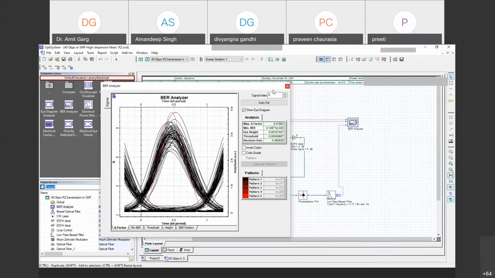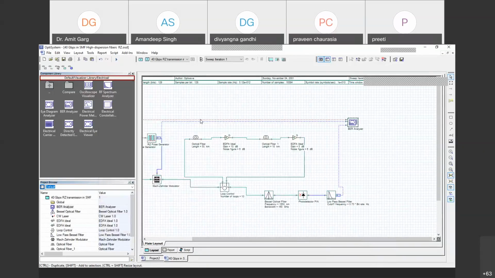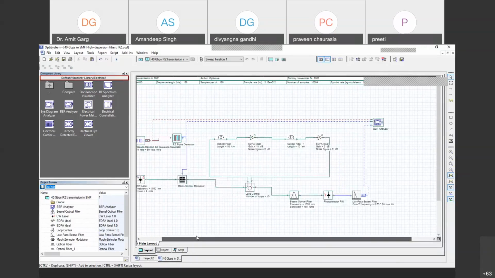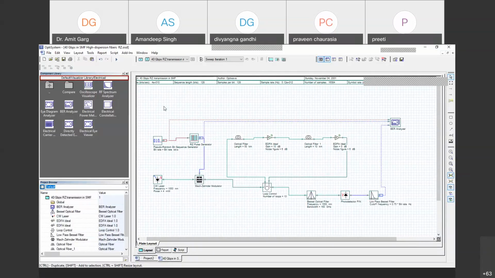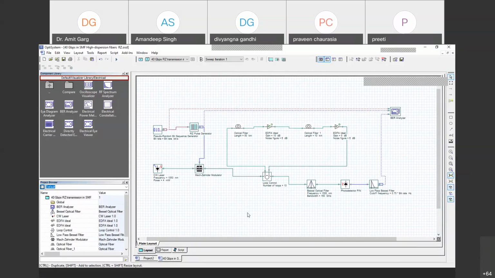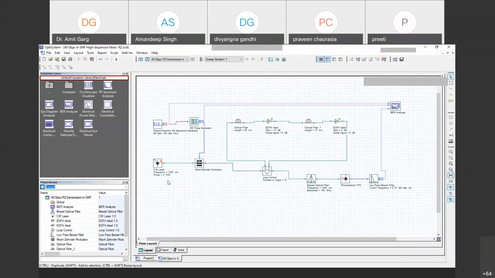So basically our main motive here is to see how we can conclude the results with RZ for 40 Gbps transmission, and afterwards NRZ. Let us move back to the slides. So this is the layout for our first portion.